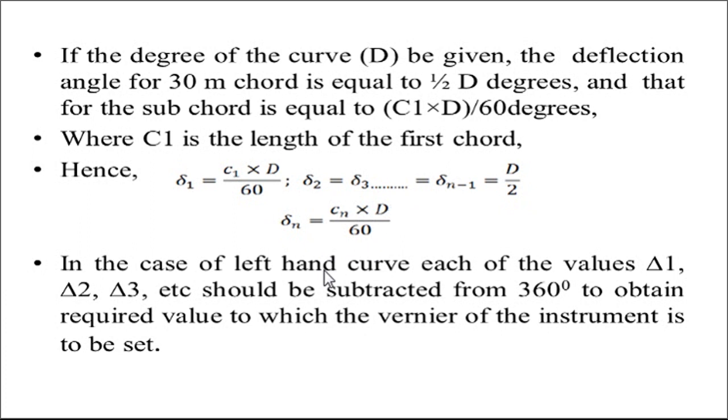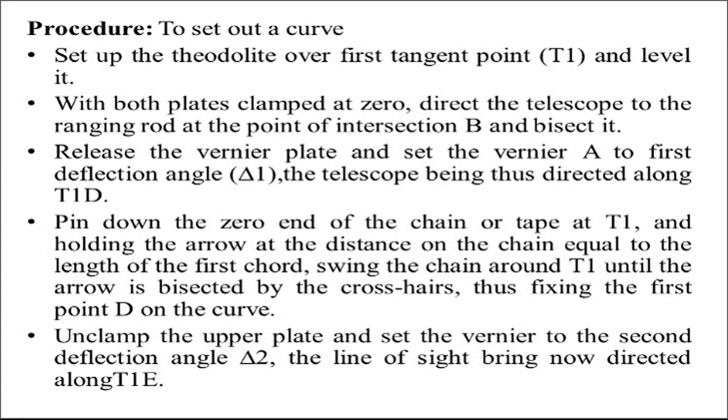In the case of left hand curve, each of the values of delta 1, delta 2, delta 3 should be subtracted from 360 degree to obtain the required value to which vernier of the instrument is to be set. Next one. Now from the previous calculations we will get the various values of deflection angles depending upon the length of the subchord and depending upon the length of the unit chords. So by using that data we have to set out the curve.